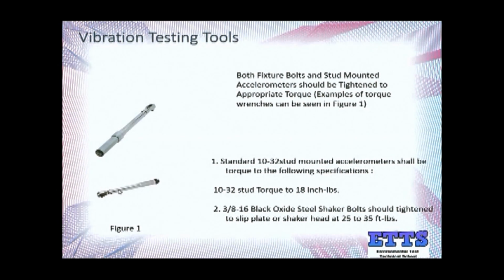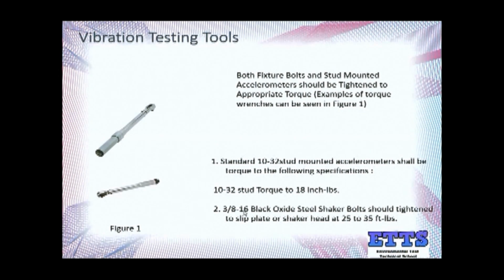The inch-pound torque wrench is also typically used to torque down a lot of different types of units. Typically, the bolts that are used will be 1/4 inch or less, and therefore they will have an inch-pound rating on the bolt. Standard 10-32 stud-mounted accelerometers can be torqued to the following specifications. For a 10-32 stud, it is typically torqued to 18 inch-pounds for a vibration test.